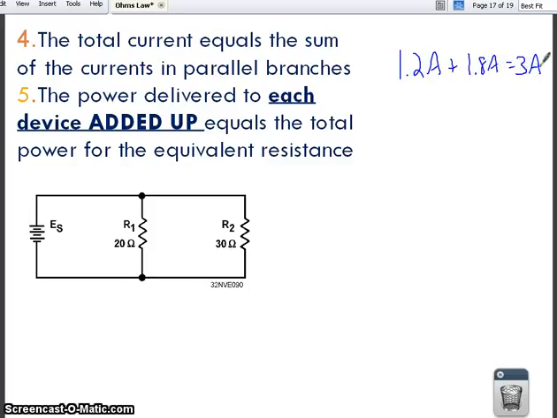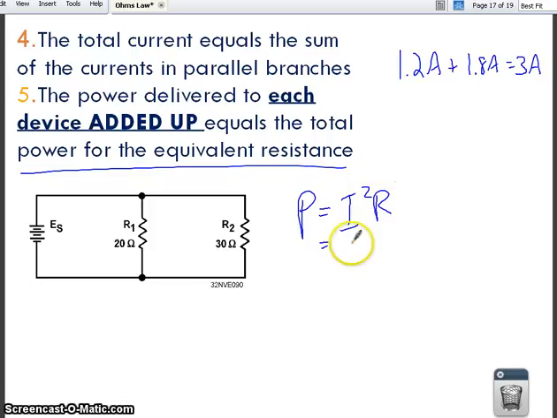Okay, last, the power delivered to each device added up equals the total power for the equivalent resistance. This is the same as we learned before in the first video on series circuits. Okay, same thing. So in this example right here, let's do our power equation. So power is going to equal, we'll do the equivalent resistance. So we're going to use I squared R. I squared, this is 3 amps, so this is going to be 9 squared times our equivalent resistance, which is 12 ohms. And so we get from this 972 watts.